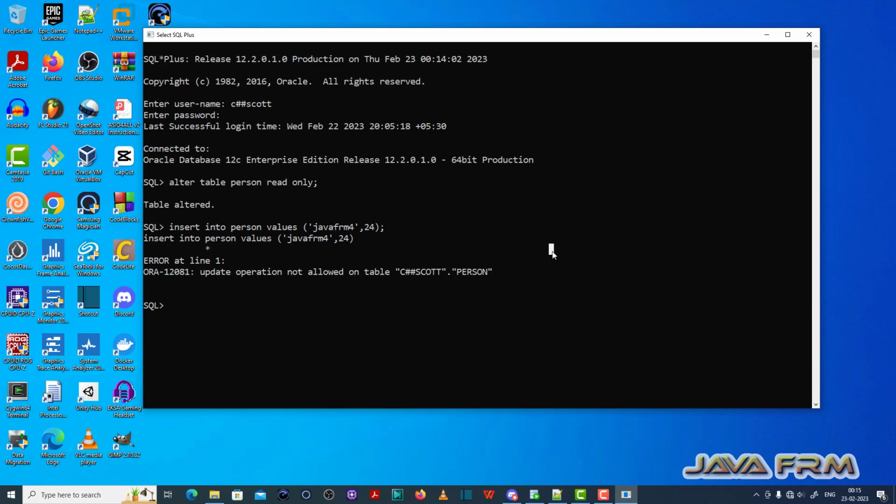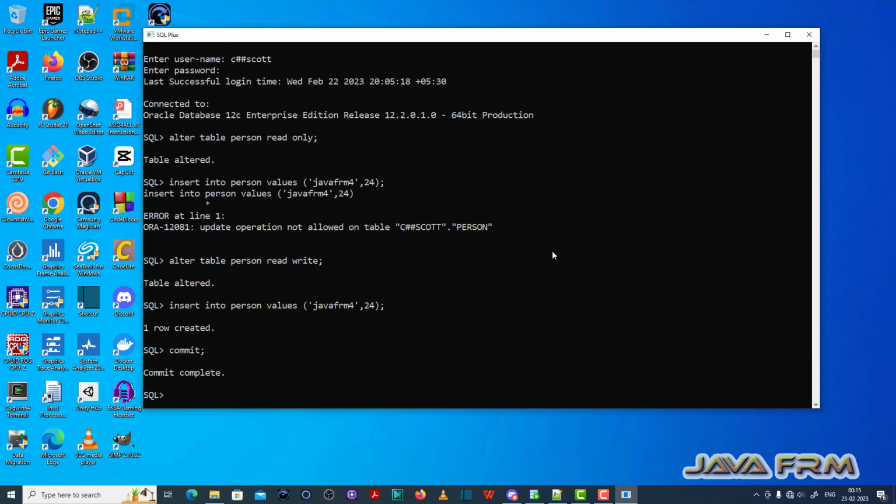We need to change the read only mode to read write mode. So I am executing the alter query once again: alter table person read write. Now the table is changed to read write mode. So now I am able to insert the records. So this is the fix for ORA-12081: update operation not allowed on table.